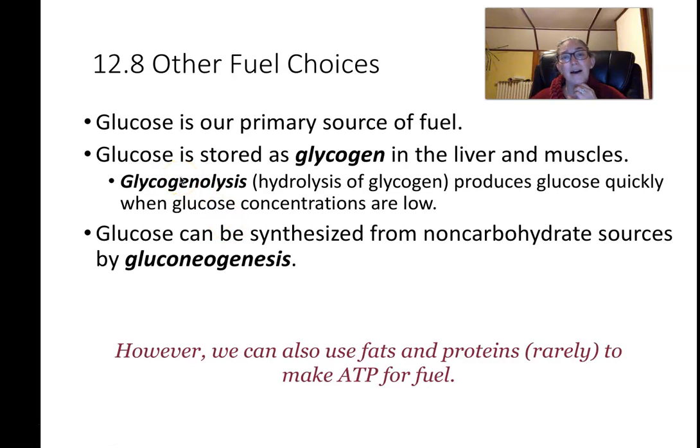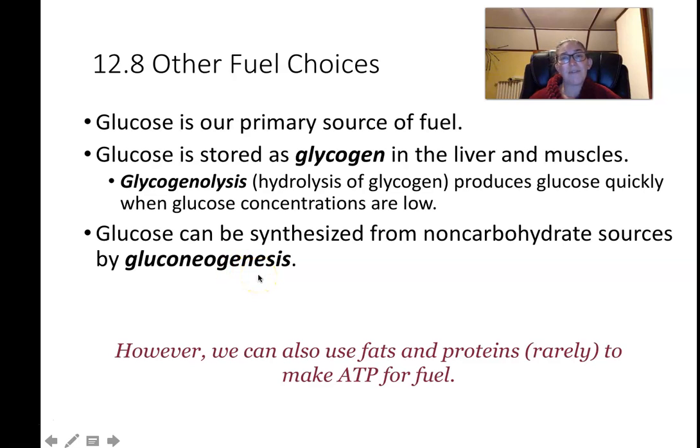When our glucose levels are low, like in between meals, we can break down the glycogen into glucose, and that's called glycogenolysis. That is the process of breaking down glycogen into free glucose molecules when our blood sugar is low. If our blood sugar is really low and we really need some glucose and we don't have any, we can make it from other components of the cells, namely proteins. We can turn proteins into glucose, and that's a process called gluconeogenesis.